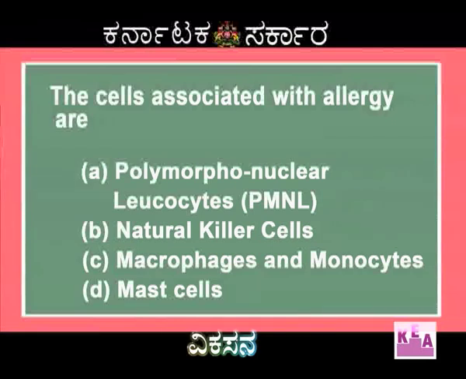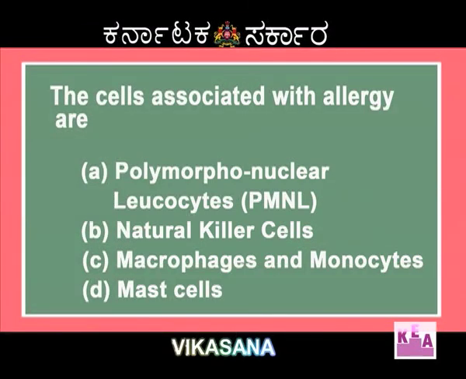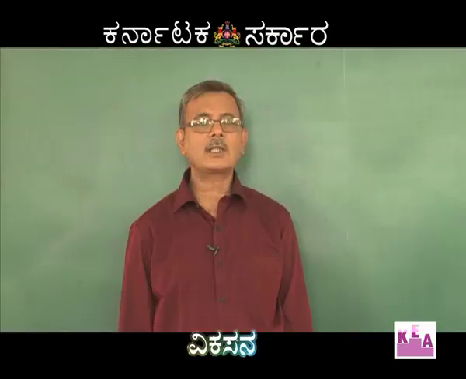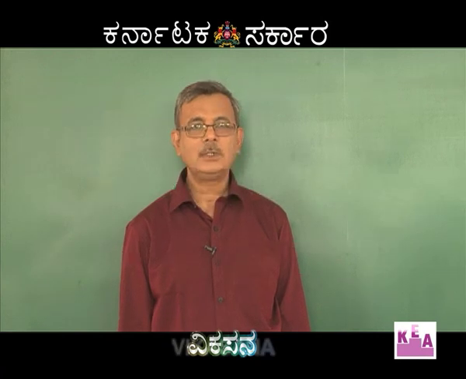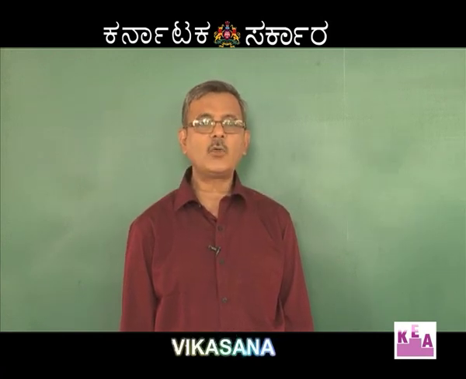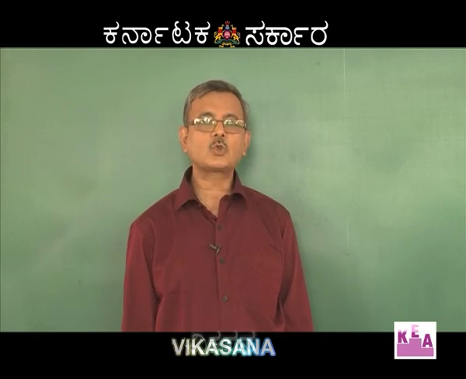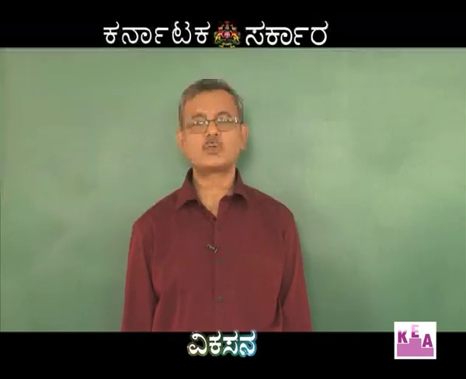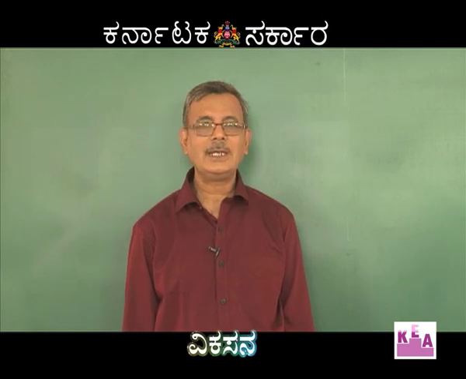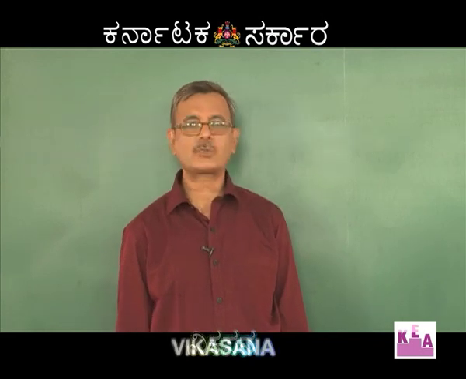Option A, polymorphonuclear leukocytes, which is abbreviated as PMNL. Option B, natural killer cells. Option C, macrophages and monocytes. Option D, mast cells. Polymorphonuclear leukocytes are nothing but neutrophils. They are very small phagocytes, also called macrophages. They are associated with phagocytosis, that is cell eating of macromolecules.